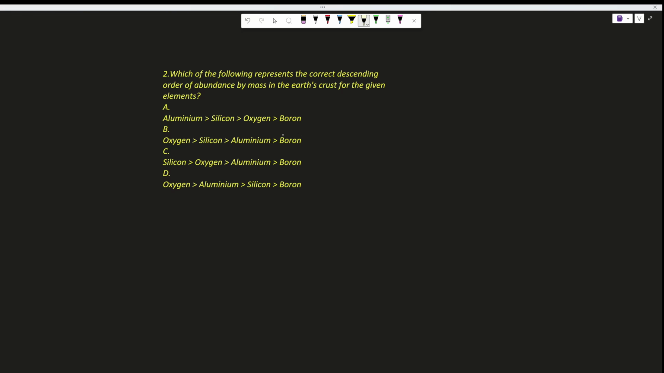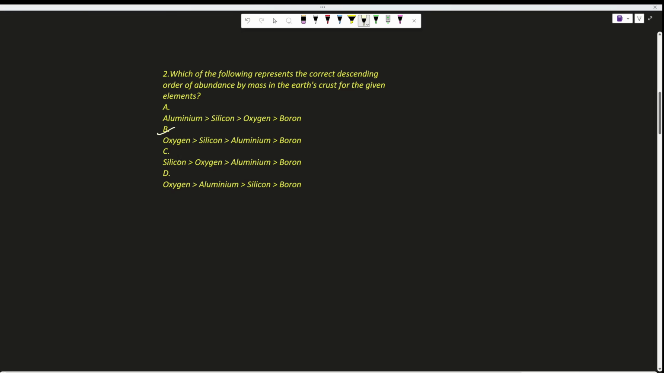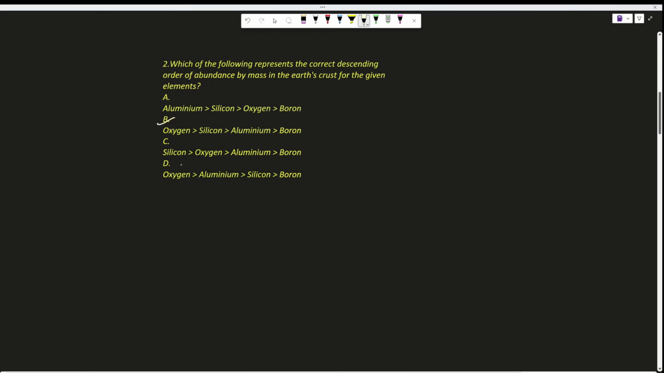Here boron is given last. It doesn't mean that it is in fourth position when we consider all the elements, but in this particular order we have oxygen highest, then silicon, then aluminium, and finally boron. So B is the right answer here.